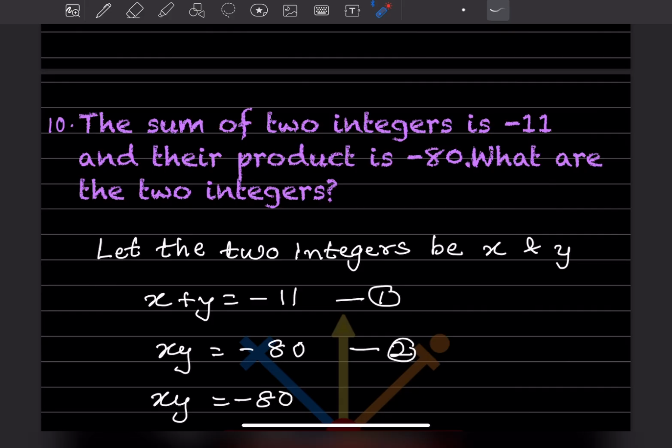Now suppose we take the two integers as x and y. Sum means you are going to add, and it is -11. So x plus y is equal to -11. Let us consider this as equation number 1. And the product is -80. We have considered x and y, so product means x into y, we can write as xy is equal to -80. This is our equation number 2.